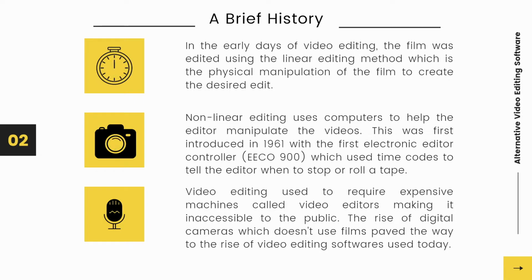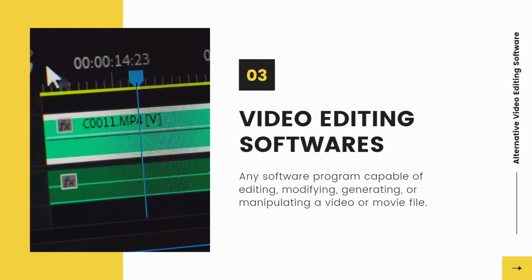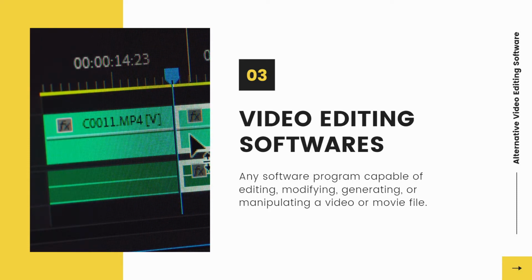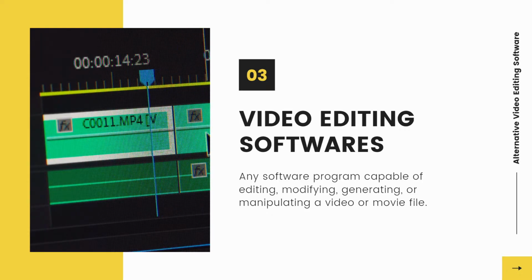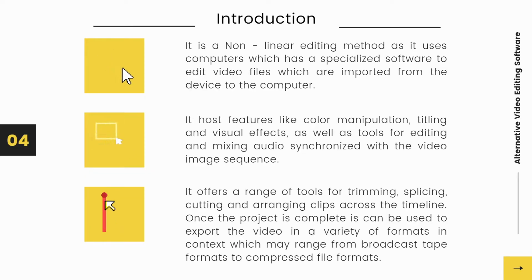With the improvement of technology, films became obsolete, making video editing software the go-to for video editing. Video editing software is any software program capable of editing, modifying, generating, or manipulating a video or movie file. Video editing software is a non-linear editing method because it needs a computer to work.